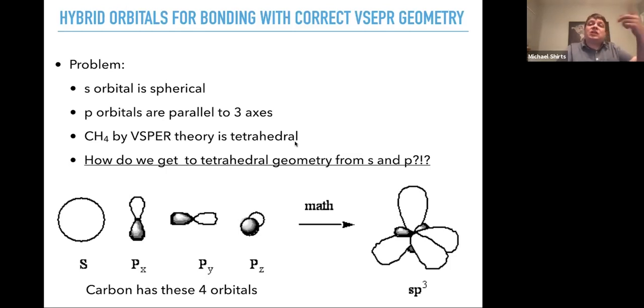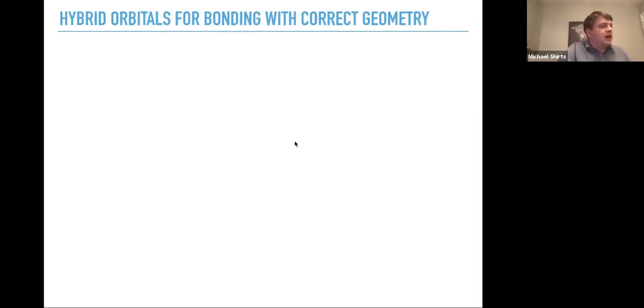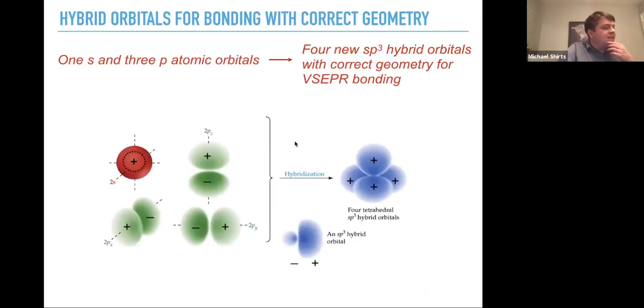You get these 4 non-identical orbitals and get 4 identical orbitals, 1 from s, 3 from p's, 4 orbitals that are each oriented at 109.5 degree angles from each other. So these are combinations of the other orbitals. That's what they call hybrid orbitals. So hybrid orbitals for bonding with correct geometry: 1 s and 3 p orbitals, you get these 4 tetrahedral hybrids. You've got essentially 1 large positive lobe and 1 small negative lobe. It still has that node because of the combination of the s's. And these do have the correct bonding for VSEPR geometry.